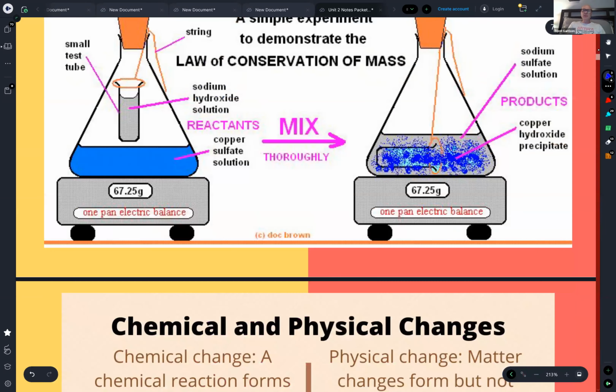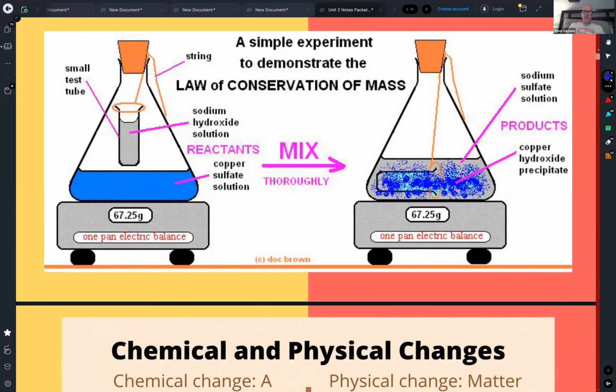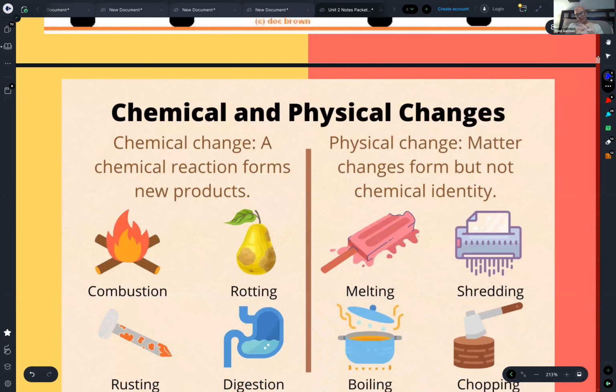Now, if we did this experimentally, what you would see is that even if we sealed the containers, we can prove this even with complex reactions. In this example, some sodium hydroxide mixes with copper sulfate, and it produces sodium sulfate and copper hydroxide. But after the reaction, even though the materials look different and have different properties, there will be no change in the weight. The weight started out at 67 grams. It will end at 67 grams. So there is proof that reactions will hold true. All right.